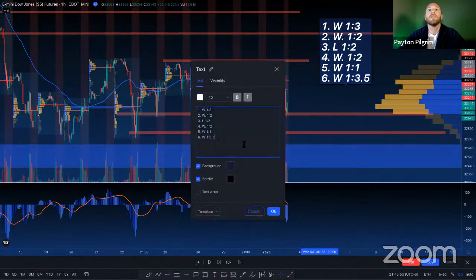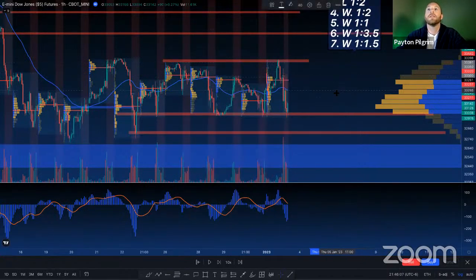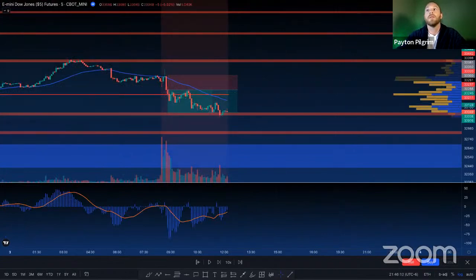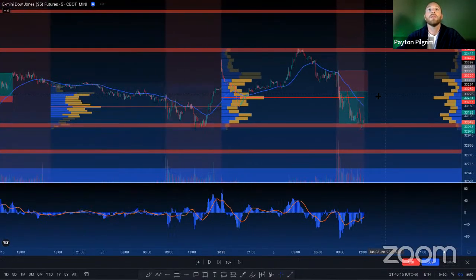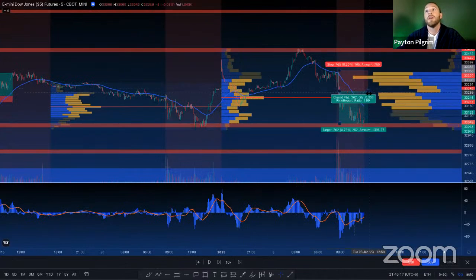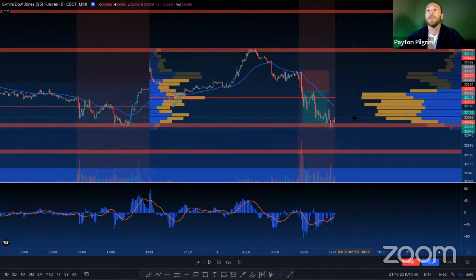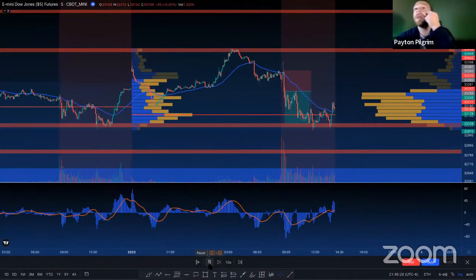Got another one. W, 1 to 1.5 on that one. Okay, let's continue. That was a clean one. It really did roll straight into that next zone. All right. It did come back up and retest and then drop. So that whole stop loss at break even thing, you got to get that out of your head. I'm talking to me.